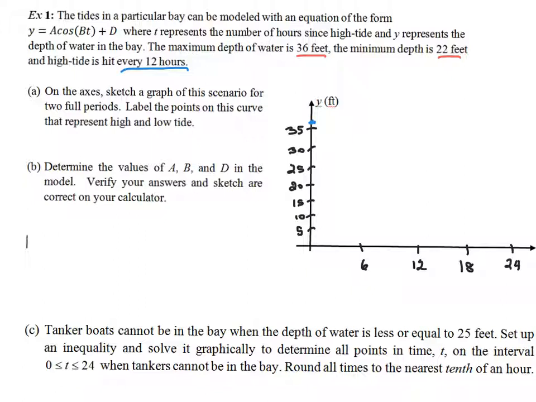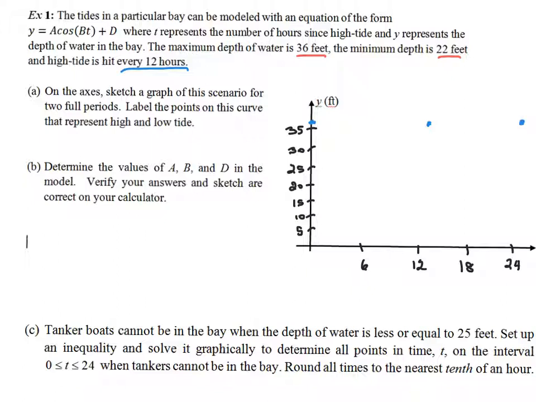Now you'll notice that I'm going to be back up to a peak at 12 hours because it says that it hits high tide every 12 hours. So that means again at 12 I'm going to be at 36, and again at 24 we're going to be at a height of 36.